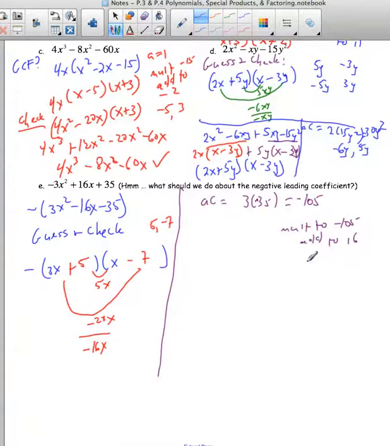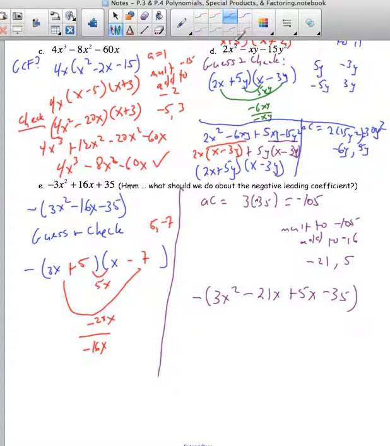Those numbers, if you play around with them a little bit, you get negative 21 and 5. I'm sorry, they should add to negative 16. Sorry about that. Then we're going to split up the negative 16 into negative 21 and 5. So I'm going to have the opposite of 3x squared minus 21x plus 5x minus 35.